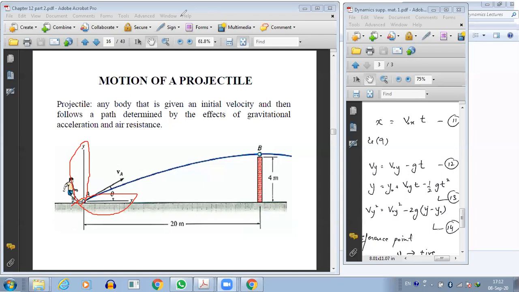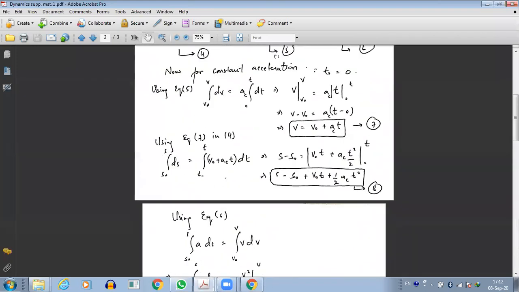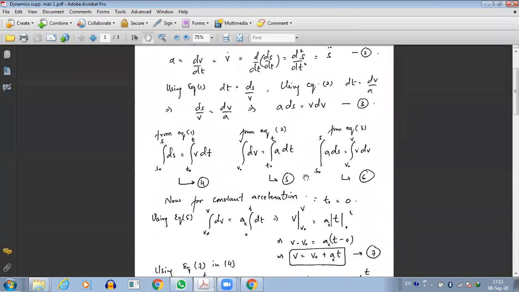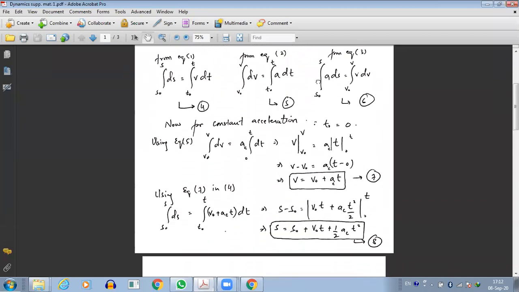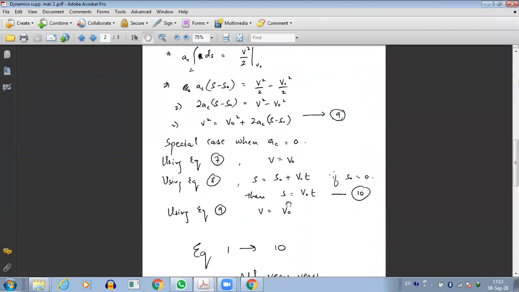So let's go back to those equations. If you remember, these were the 10 equations that we developed. Equation 1, 2, 3, 4, 5, 6 do not have constant acceleration. Gravity is a constant acceleration. So 1, 2, 3, 4, 5, 6 are not applicable here. So what are applicable here? Here applicable are equations 7, 8, 9, and 10. These equations are applicable.